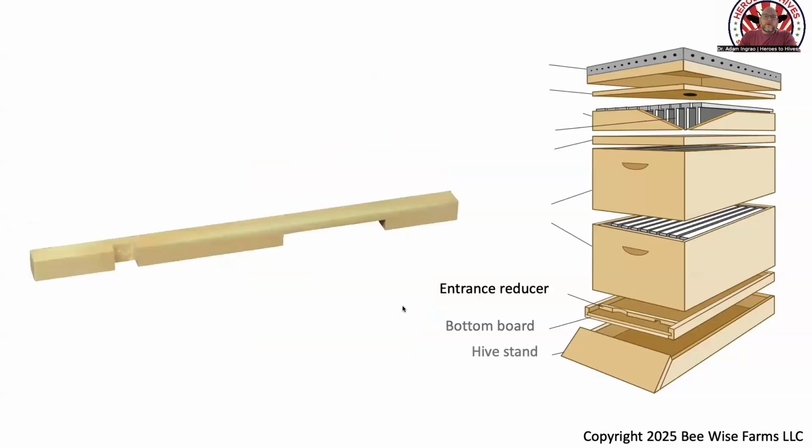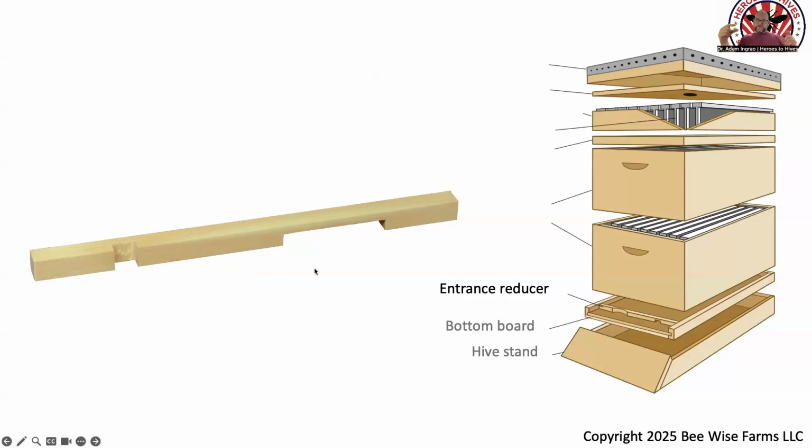Entrance reducer, this is just to reduce your entrance. We have two different sizes on this: the small opening and the medium opening. Depending on the time of the year, you're going to move this entrance opening. During the season, when bees are plentiful and food is plentiful, you're going to have the entrance wide open. As the season starts to wane and bees start to get defensive because of robbing behaviors, and they're trying to keep all of that honey secure at the end of the season, you're going to reduce this down to the medium entrance or even the smallest entrance.